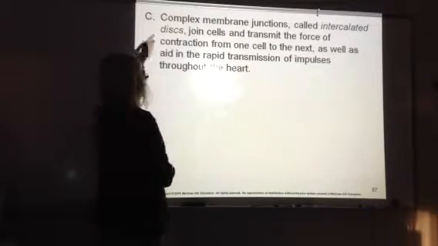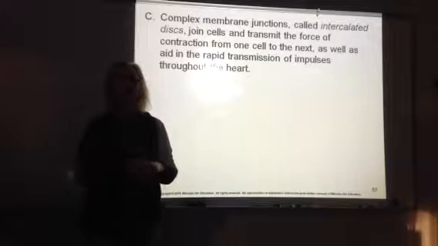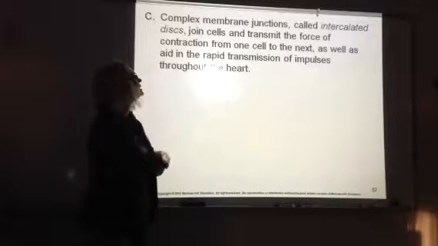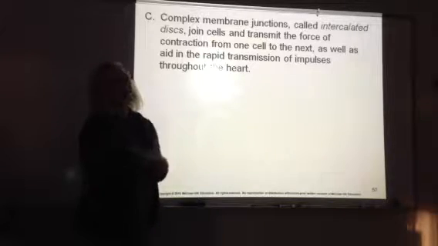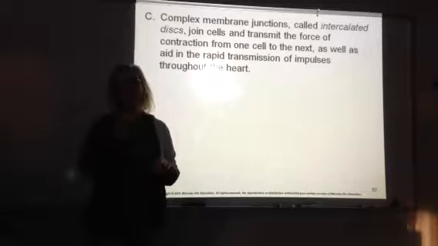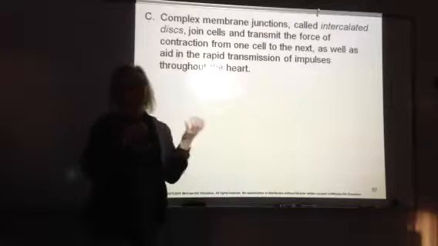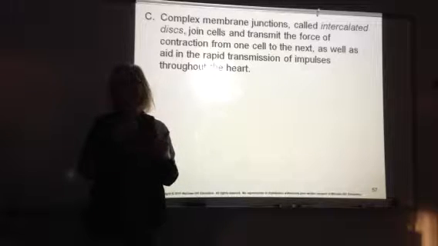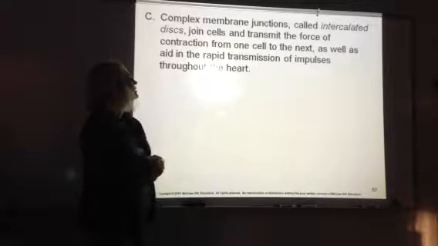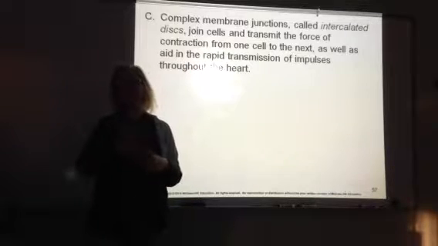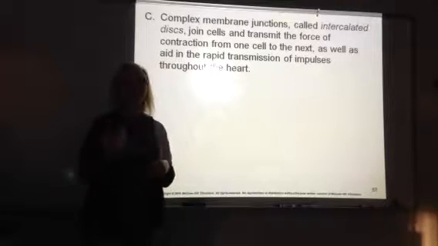There are complex junctions, those intercalated discs. They're a darker color that you can see under the microscope. They join the cells and they transmit the contraction from one cell to the other, and that junction helps carry that rhythm or that beat from one cell to the other. And it's also important because of the rapid transmission that's needed in your heart.